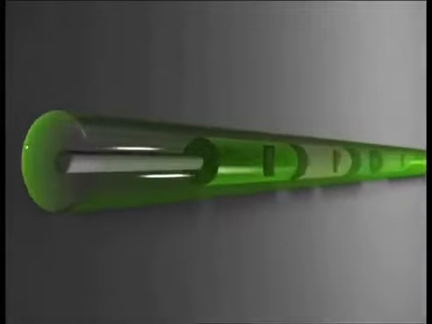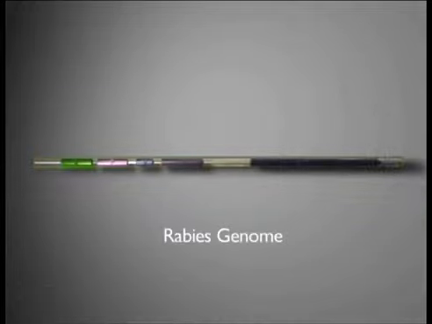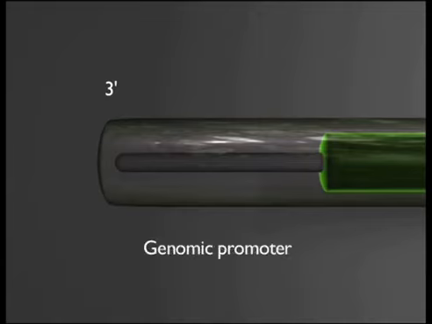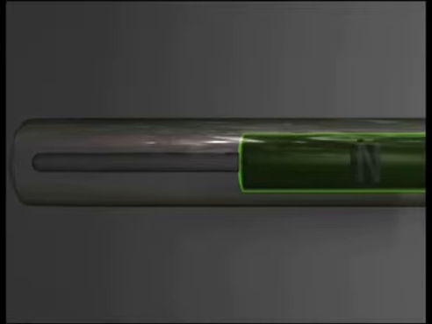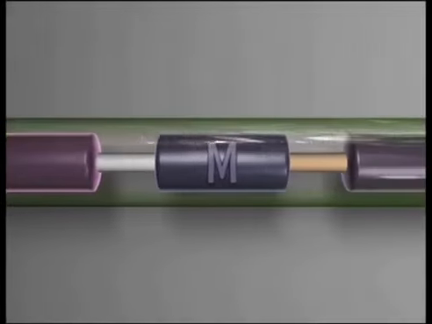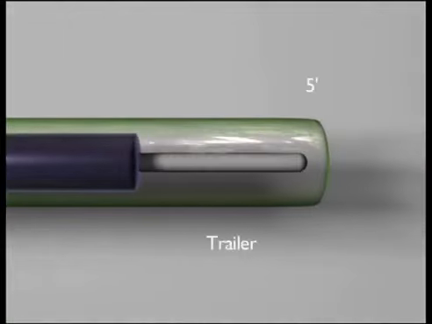But first, let's have a look at the RNA and its different sections. The genome is a blueprint which codes for exact information and transcript products. On the rabies genome at the 3' end, we see the leader section or genomic promoter. Then follow the RNA sections coding for viral proteins N, P, M, G, and L. At the 5' end, we find the trailer.